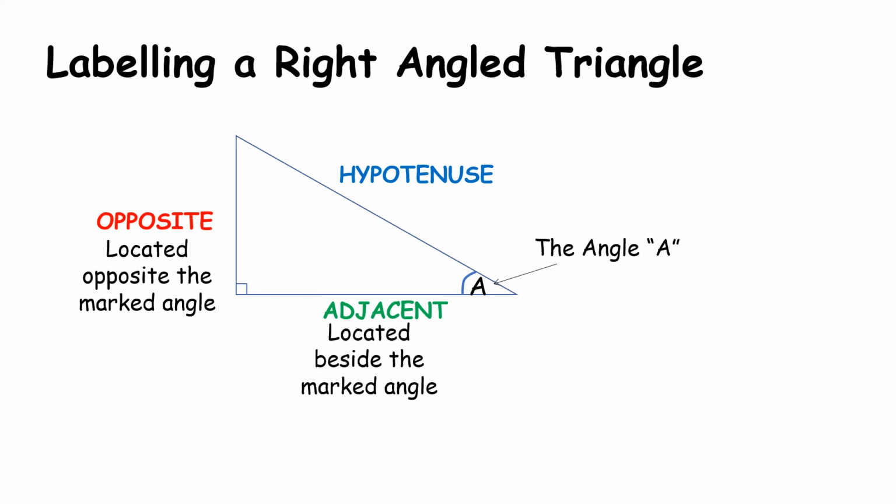So my advice, and the way that most students prefer to work, is first of all label your hypotenuse, then label the side which is opposite, and then adjacent is the final side left, or it's the one beside it. That tends to be the one that students find most difficult to remember.